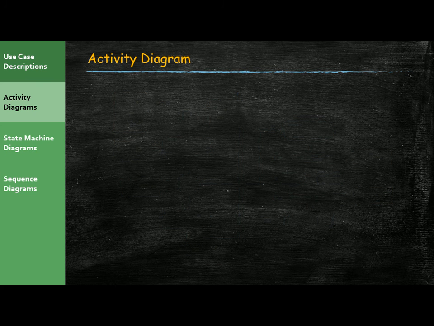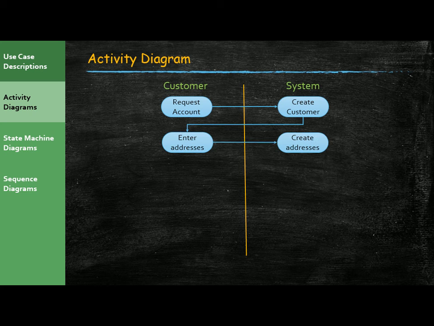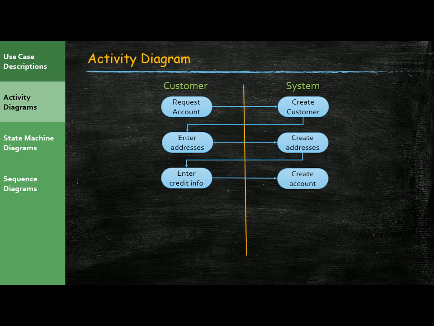Let's take a look at an actual activity diagram. So we've got our customer and our system. So the customer is the actor, and the system, of course, is our system. If you remember that from that fully developed use case description that we looked at, the first thing that happened is the customer requested an account. Then the system created a customer. Once the customer was created, the customer had to enter an address. Once the address was entered, the system created the address. Then it prompted for credit card information, which the customer had to enter. Then that credit card information was created. We verified the credit or debit card, and then we return the account details, and we're done.